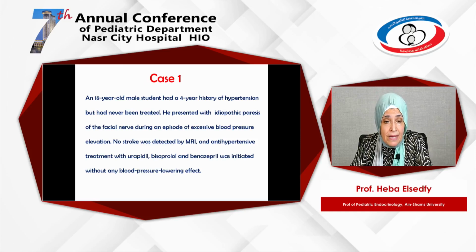First, an 18-year-old male student who had a 4-year history of hypertension but had never been treated. He presented with idiopathic paresis of the facial nerve during an episode of excessive blood pressure elevation. No stroke was detected by MRI, and antihypertensive treatment with 3 classes of antihypertensives was initiated without any blood pressure lowering effect. So we have resistant hypertension, so we are thinking of probably an adrenal etiology.